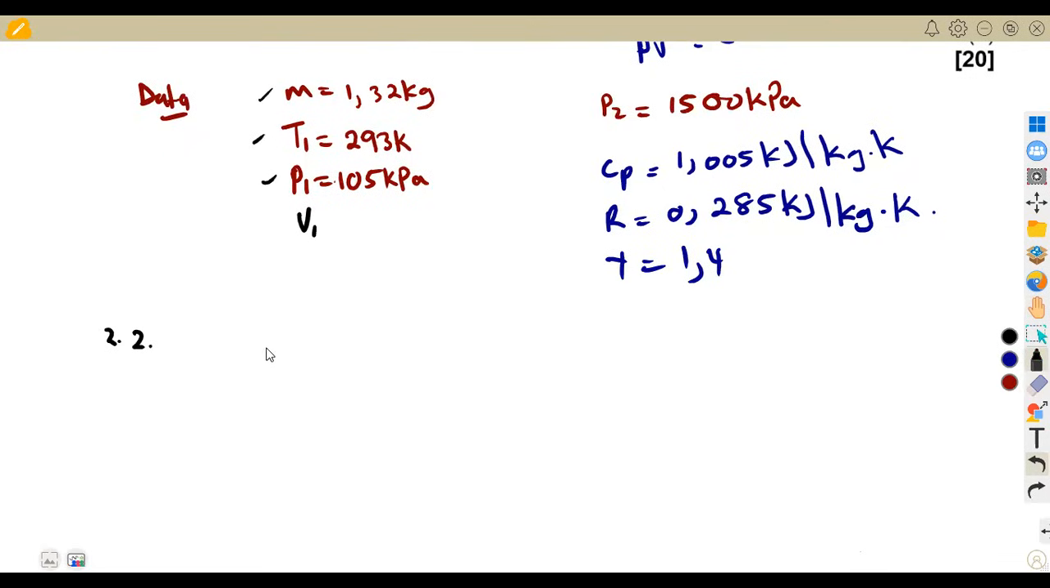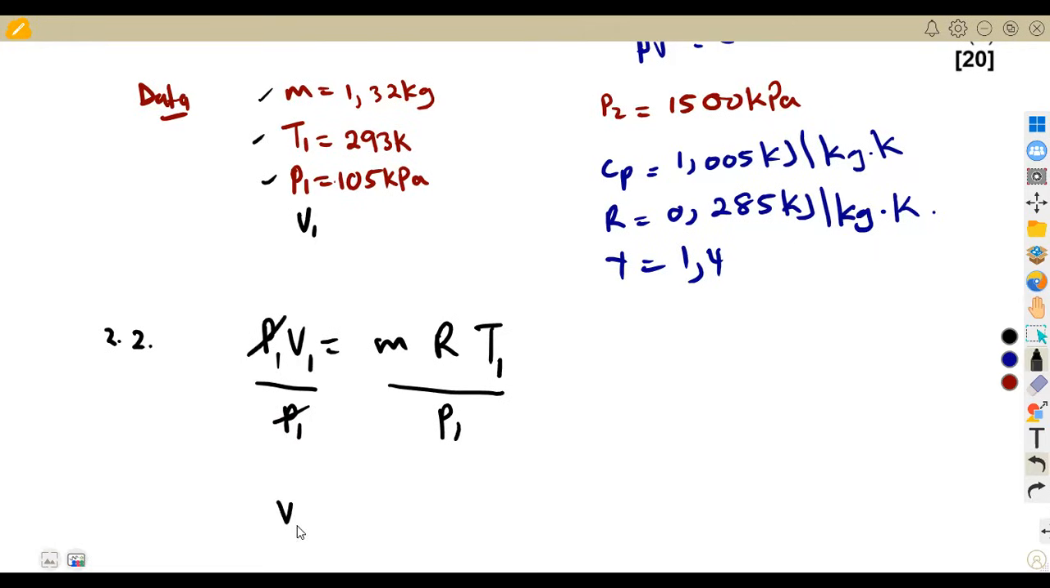We've got T1, we've got P, we've got M. So remember from our formula, PV is equal to mRT. I said that if you are using it at initial condition, this will be P1, V1, and this will be T1. And that is the best formula because we've got everything there. So you can just find our V1. If we divide this by P1, we also divide this by P1, so this will cancel. So you're going to have our V1 as mRT1 over P1.